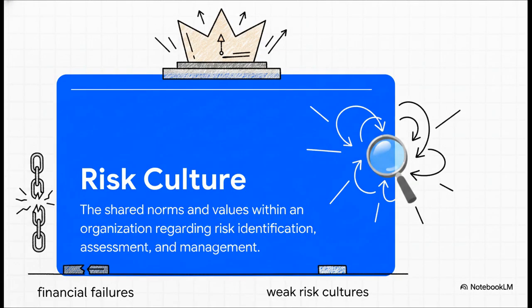So, if risk appetite is the what, risk culture is the how. It's the personality of the bank when it comes to risk. And this part is absolutely critical. It has to come from the very top. A strong tone at the top is everything, because when you look at the biggest financial blowups, a bad risk culture is almost always the villain of the story.